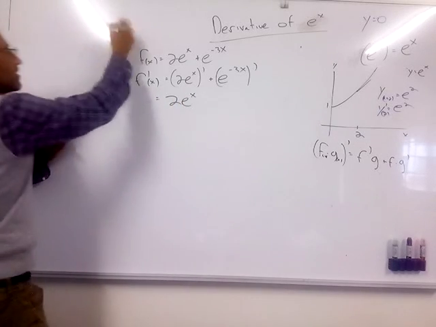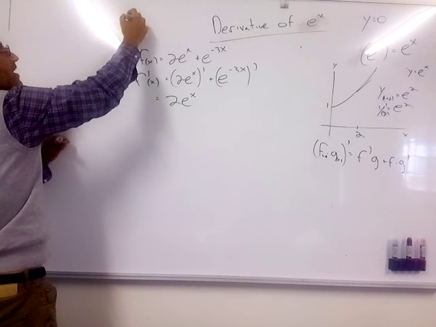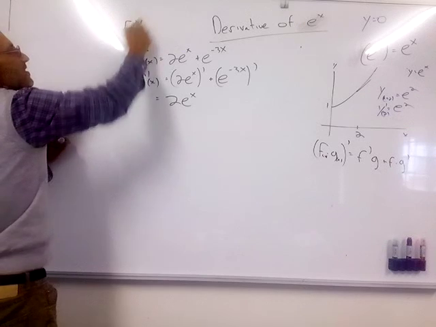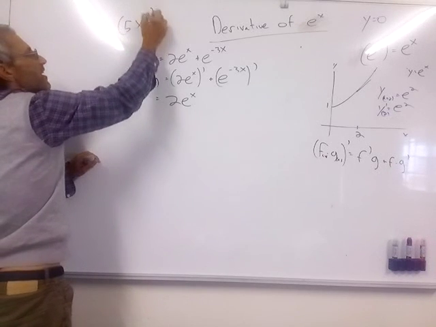It's kind of like, and we never really thought about it, but let's say we have 5x. What is the derivative of 5x?